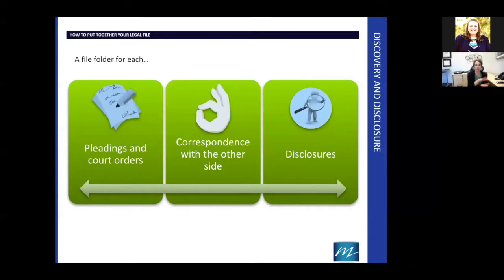And then all of the pleadings. Pleadings are anything that's been filed with the court. You want all of this, probably. You definitely want to start thinking about this as you put it together. And then there's correspondence with the other side.